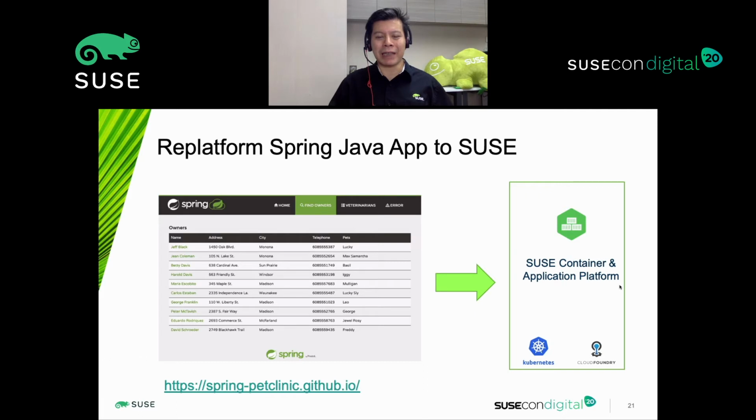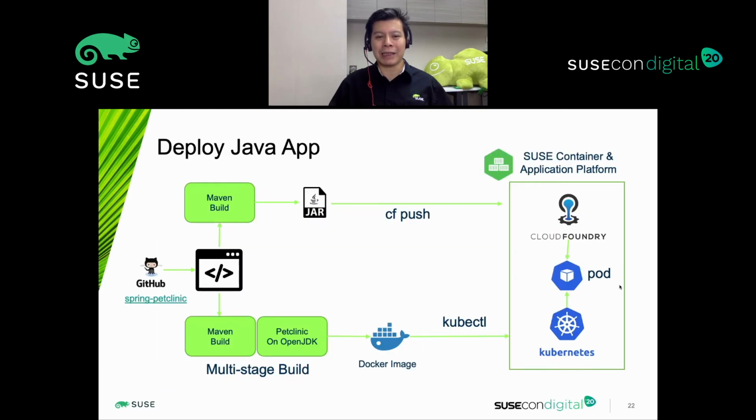Let's take a look at the overall plan on how we migrate it. So this is the diagram showing you how we deploy the Java app using two different approaches. One is the Kubernetes way and the other one is the Cloud Foundry way. No matter which way you do it, they will land on the same platform running on Kubernetes. So let's dive in to take a look at how this demo works.